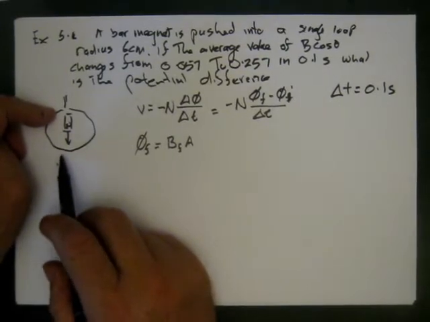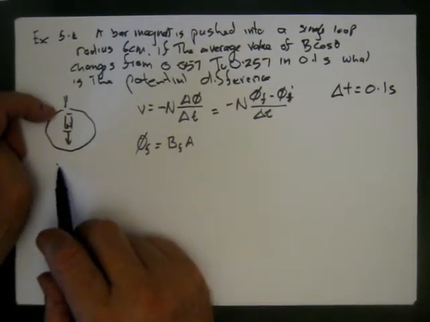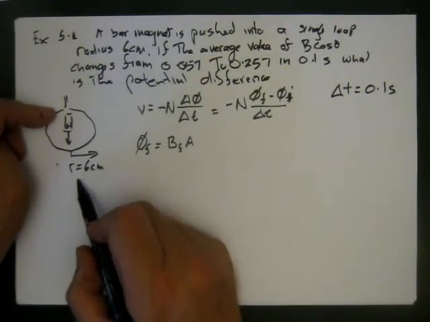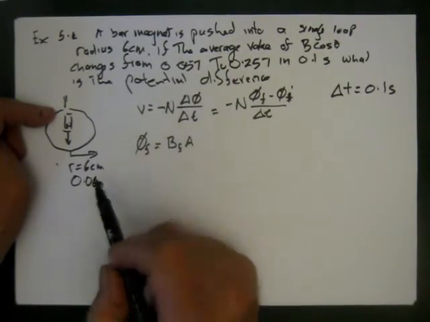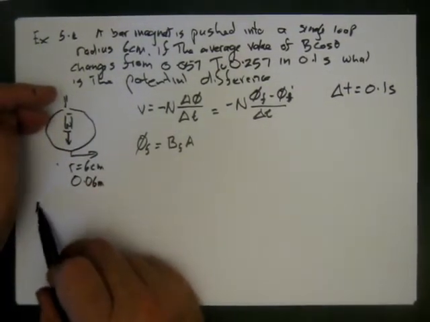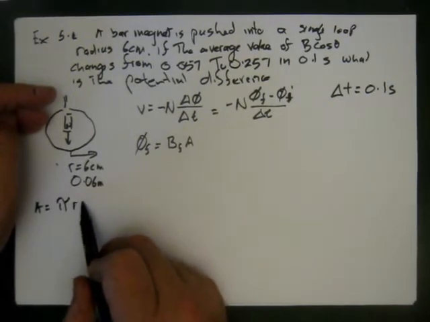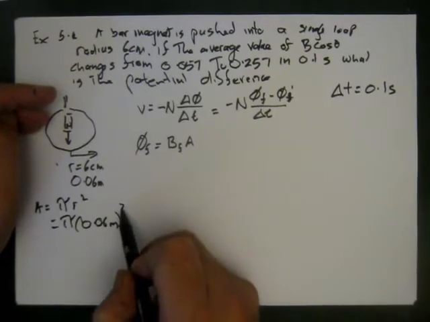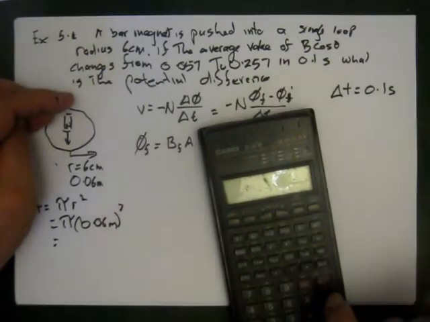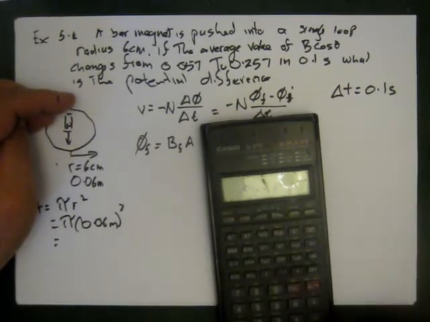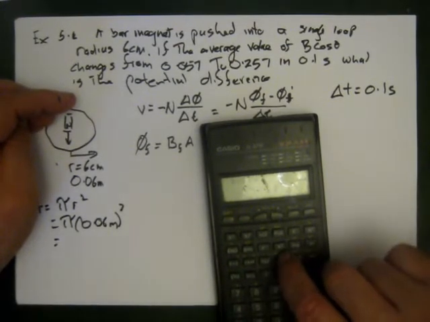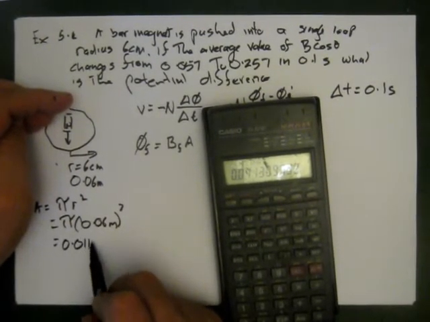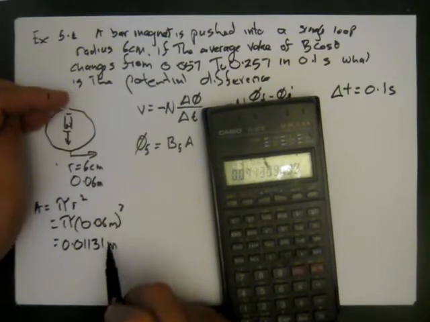What did we say that was, radius or diameter? Radius 6 centimeters. R equals 6. So we convert that to meters, because if in doubt always go to meters. So area equals pi r squared, which is equal to pi times 0.06 meters squared, equals, calculated, pi times 0.06 squared equals 0.01131 meters squared.